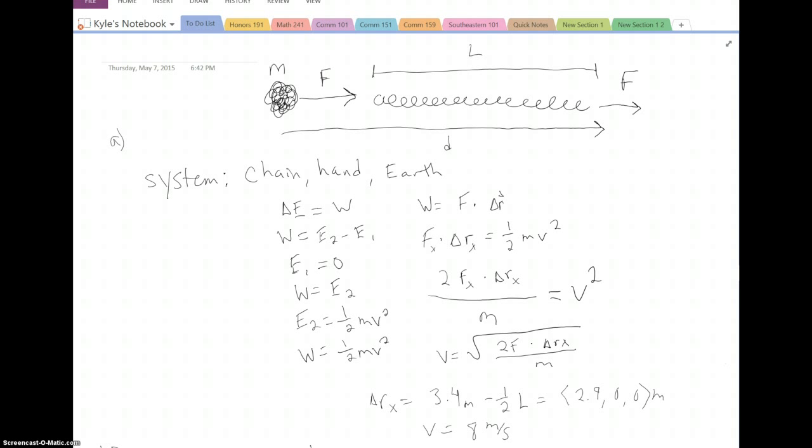Alright, and so we have our basic fundamental principle for work energy is that the change in energy equals work. So we know that E2 minus E1 is going to be the work. Well, we know that E1 is 0 because it has no kinetic energy while it's just sitting still in this ball. So all of it is going to come from E2. Alright, and E2 equals 1/2 mv squared. That's the kinetic energy. Alright, so that's what the work is equal to.